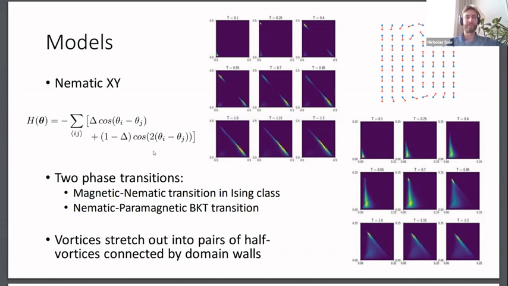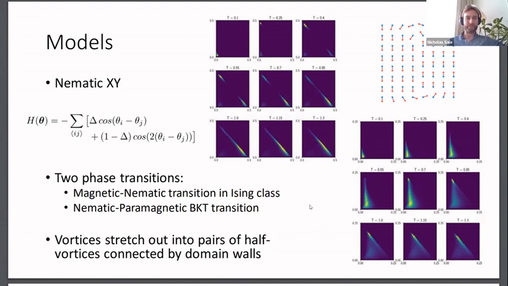And in this case, we see two phase transitions as we increase temperature. The first is a magnetic-nematic transition, which is second order in the Ising class. And then later on, we see a nematic-paramagnetic BKT transition as before. In this first transition, what we're seeing is vortices stretching out into domain walls. That's what this picture up here is. So whereas before the vortex center was just a single plaquette, now it stretches out over a whole wall. And then the second transition is, well, these stretched out vortices still remain bound with their stretched out anti-vortices. And in the second transition, these are allowed to unbind.